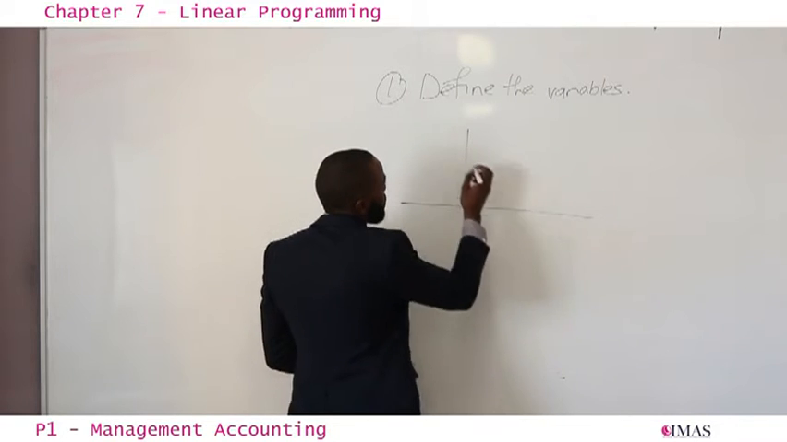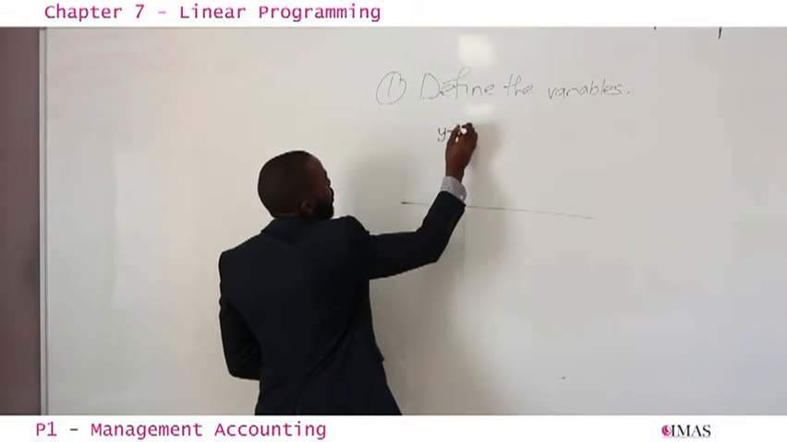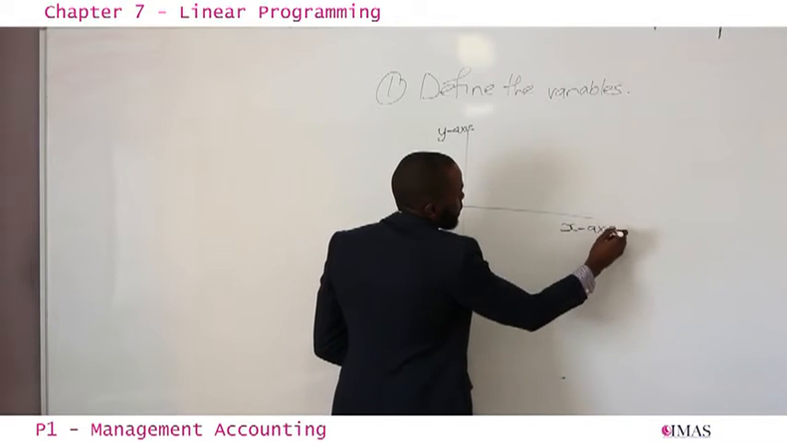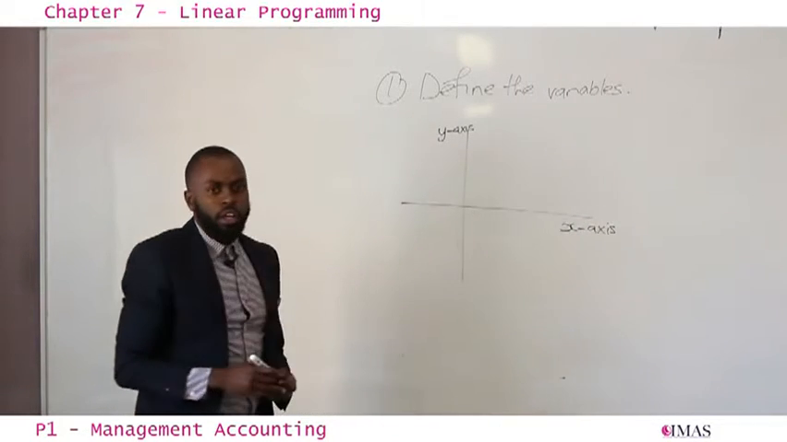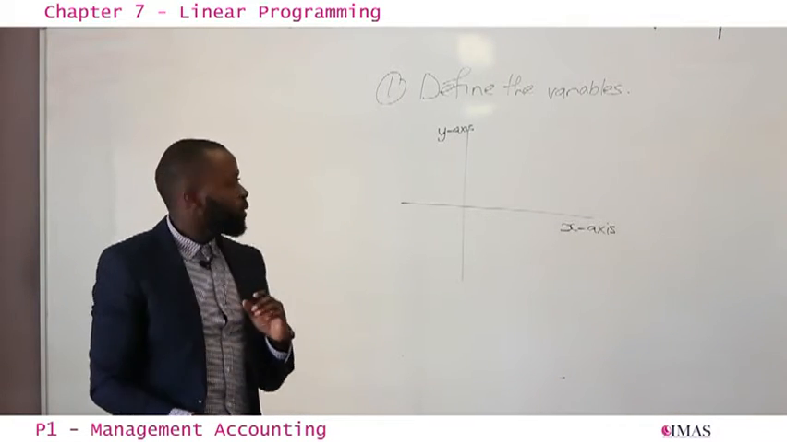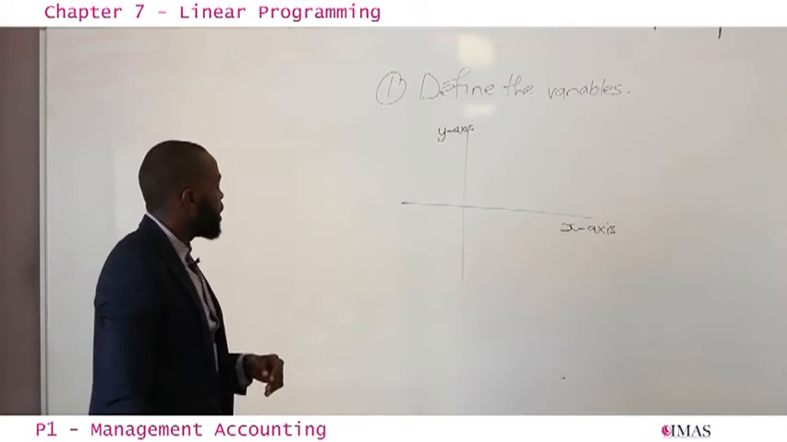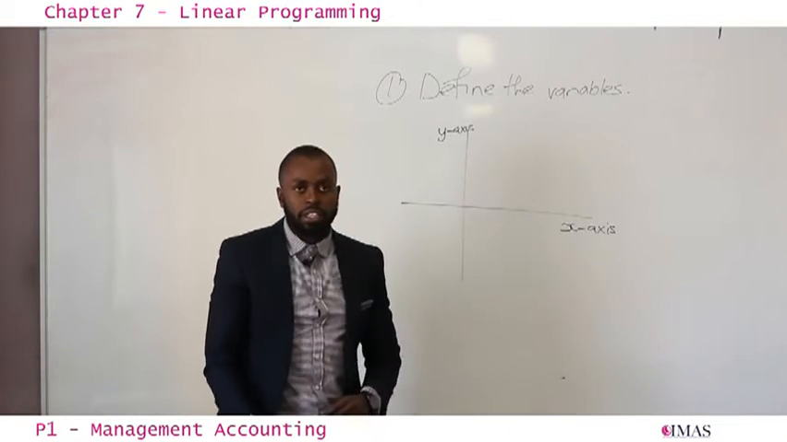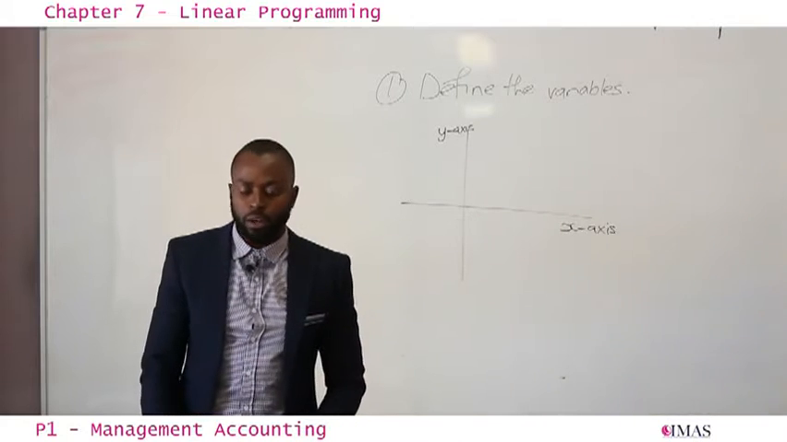We want our products to be either on the y-axis or on the x-axis. So we said we have 2 products, so they have to be either on the x-axis or y-axis. We need to define which product is on the x-axis and which product is on the y-axis. That's step 1, defining the variables.